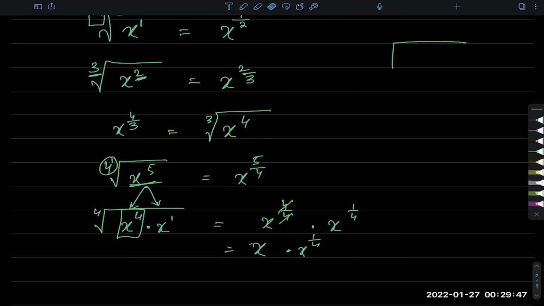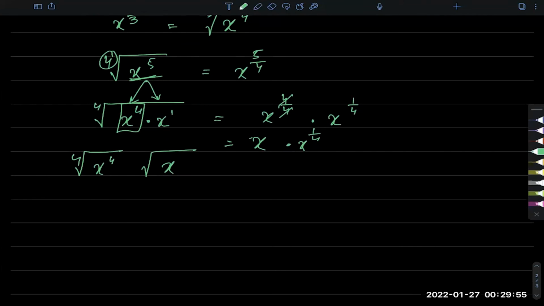You can break surds into multiple parts. So I can write this portion as x power 4 over 4 and x power 1. And this thing now becomes x. Why? Because the power inside and outside cancel out. And you're left with this thing. And that's the simplified form of this.